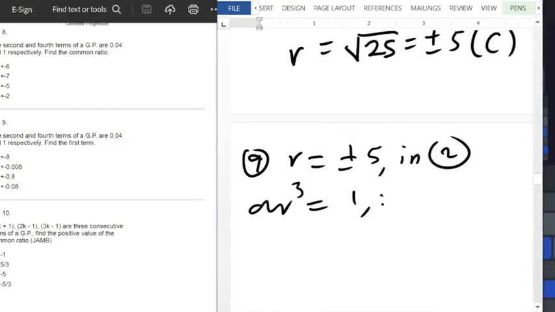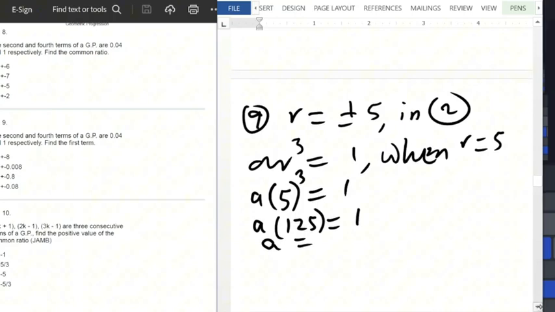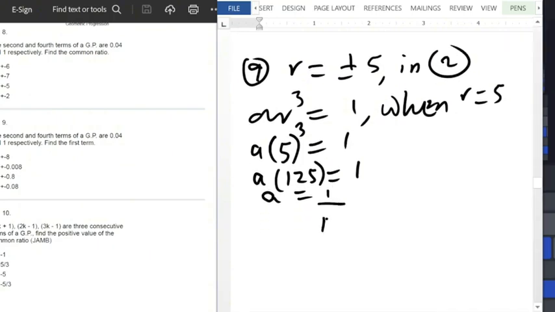So when R is equal to 5, we have A into 5 raised to the power 3 equals 1. So we have A into 125 equals 1. Then we have A equals 1 over 125. So which is equal to 0.008. So that is the first step.